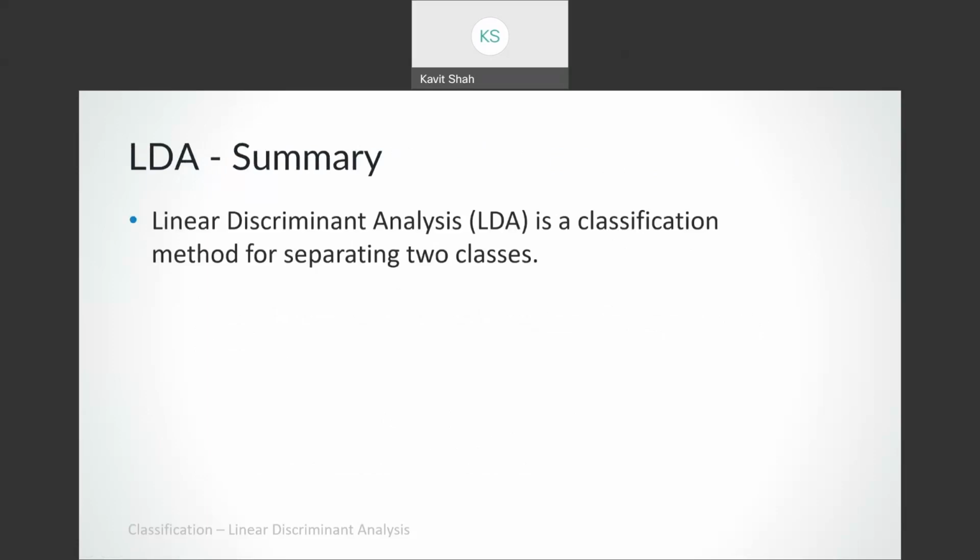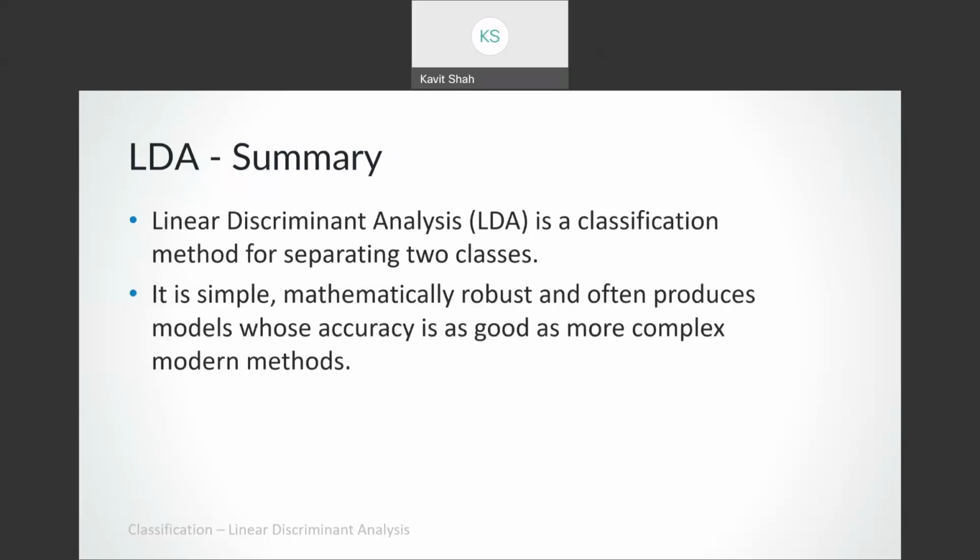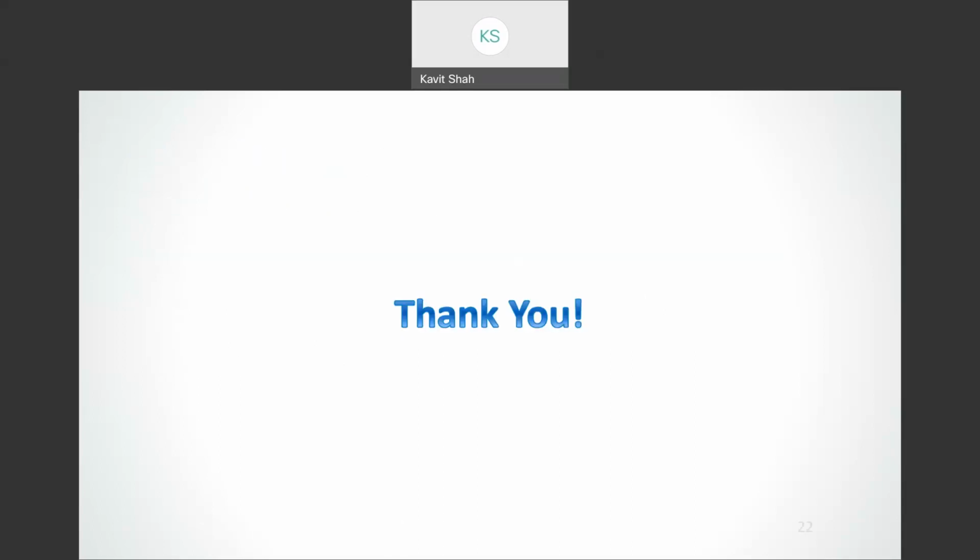So let us summarize what we learned about the linear discriminant analysis method. Linear discriminant analysis is an efficient method for classifying the data into two classes, and it could also be generalized into multiple classes as well, as we saw towards the end of the slides. It is simple, mathematically robust, and it would often produce very good accuracies before we even go to the complex methods which have been discovered in the modern world. So that should be it for the explanation of the LDA method.